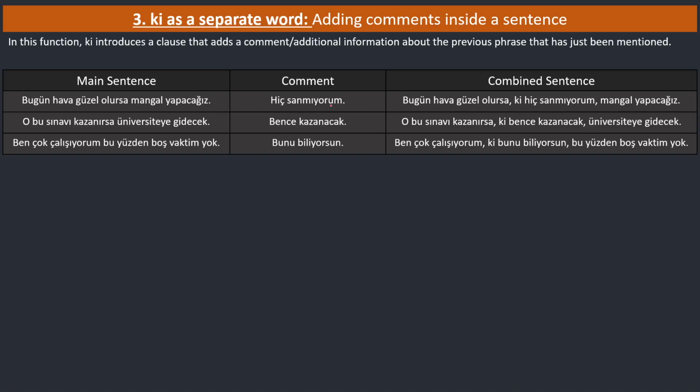Sanmıyorum, I don't think. But there's an attention here when you say like I think he is here or I think that's nice. Don't use sanmak here because sanmak is more like I guess. Instead of sanmak or to think, you should use düşünmek or simply bence. Like I think, bence. Anyway, hiç sanmıyorum. I don't think so. I don't think at all. Bugün hava güzel olursa, if the weather is nice today, which I don't think so at all, mangal yapacağız. Yeah, which I don't think will be the case. Exactly.